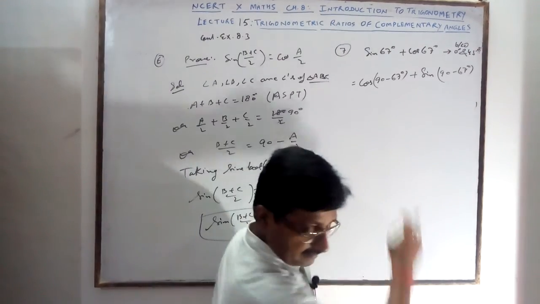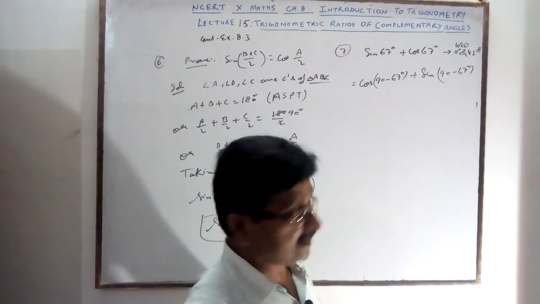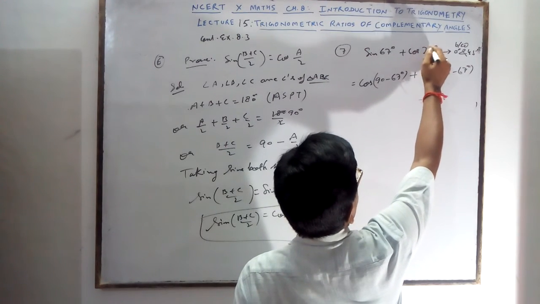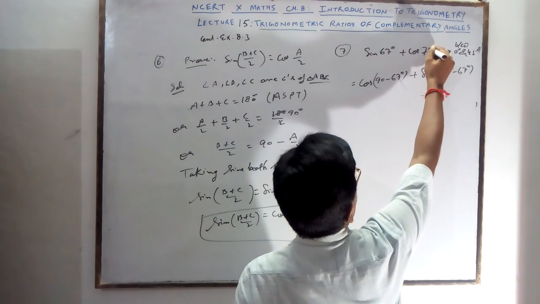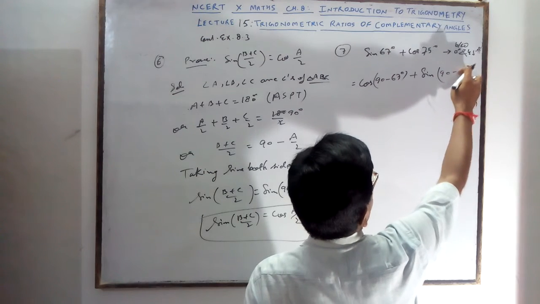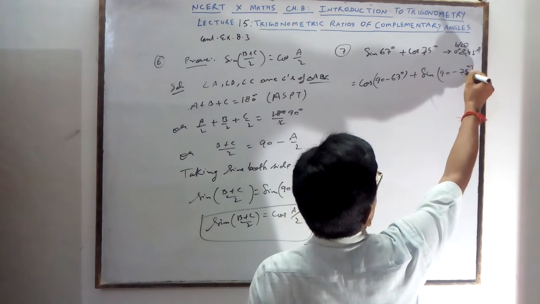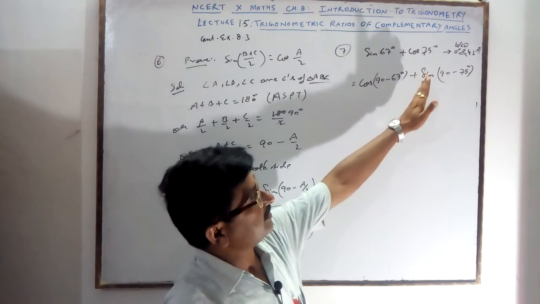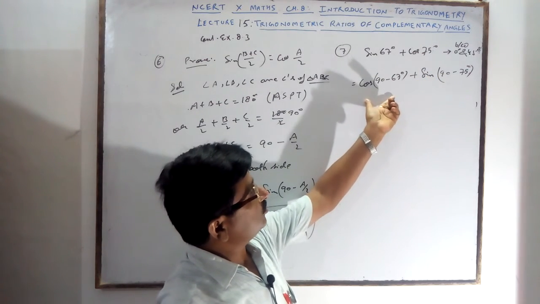Sorry, I have written it wrong. It is given as sin 67 degrees plus cos 75 degrees. Here you write 75 degrees. So you are getting sin 67 degrees plus cos 75 degrees.